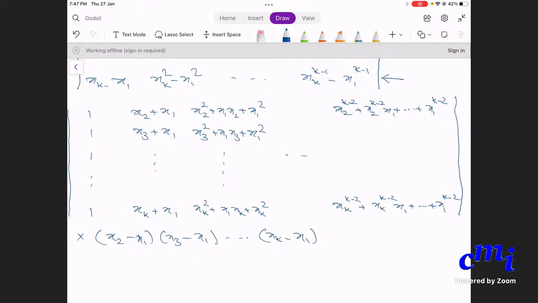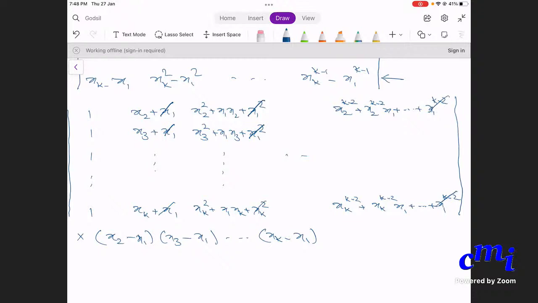So what you do is, first of all, you have this first column of ones, right? From the first column of ones, you subtract x1 times the first column from the second. Then all these x1s will go away. Then you subtract x1 squared times the first column from the third column. So all of these will go away. And similarly, all of these will go away. All the plain x1 terms will go away.